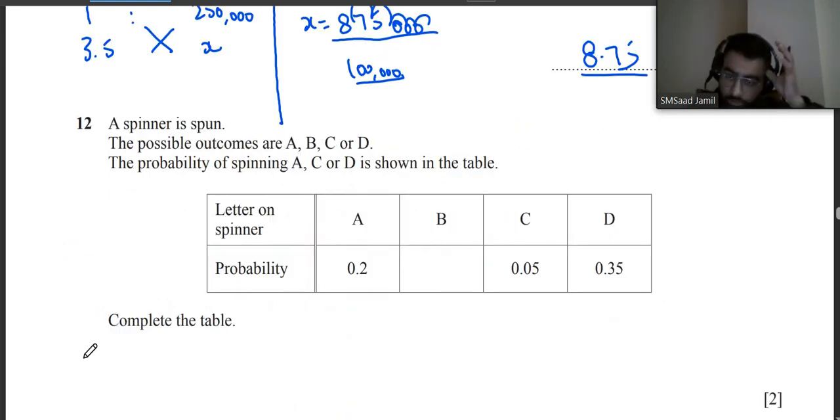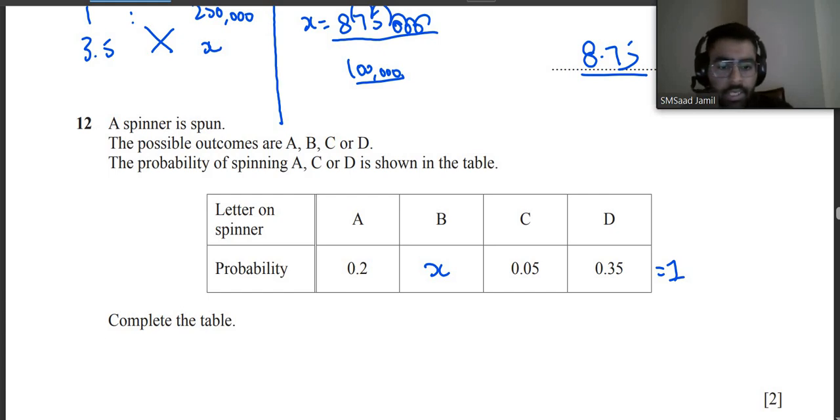Moving on to question number 12, it says a spinner is spun. The possible outcomes are A, B, C or D. The probability of spinning A, C or D is shown. Calculate the table. So this side is X. And remember, total probability is always equal to 1. So this thing is 1.